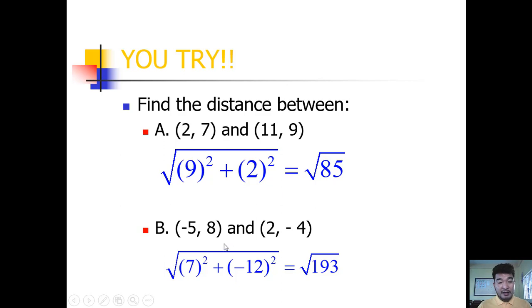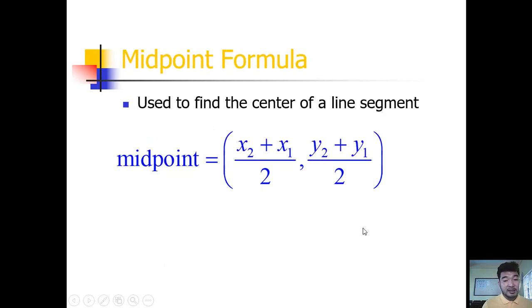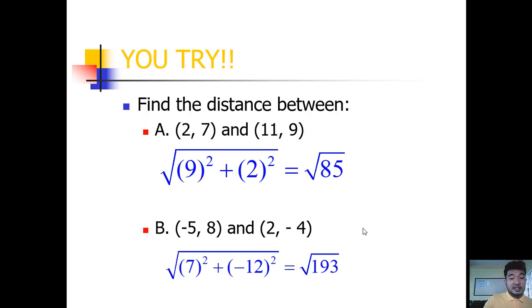For letter B, we have x sub 2, which is 2 minus negative 5. 2 minus negative 5 is equal to 7. Negative 4 minus 8 is negative 12. 7 squared is 49. Negative 12 squared is 144. So 49 plus 144 is equal to 193. And the square root of 193 is not exact, so you can leave it as that. But if you have a calculator, you can simplify it into decimals. Okay. So that's how you solve for the distance.